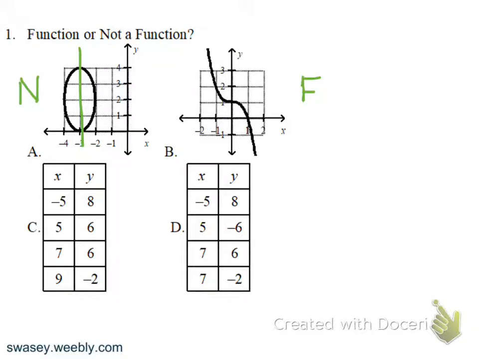Now when you're looking at a table of values, look at your x values. If all your x values are different, then it's a function. If any single x value goes to more than one place, then it's not a function. So relation D is not a function because 7 goes to 6, 7 also goes to -2.